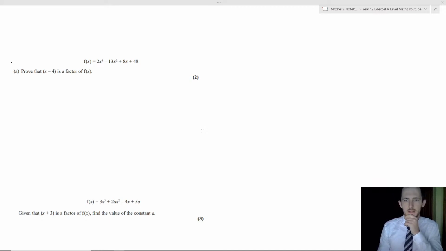Anyways, prove that x minus 4 is a factor of f of x. Don't know why I wrote 4. Cubed minus 13.